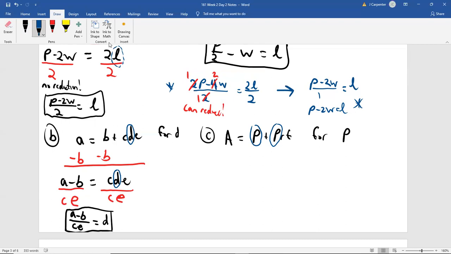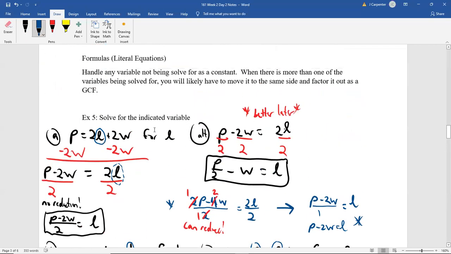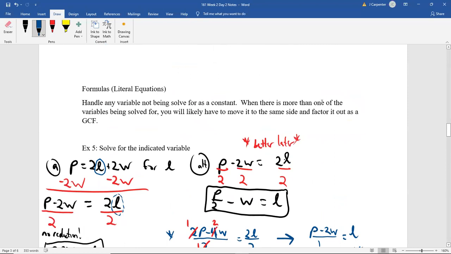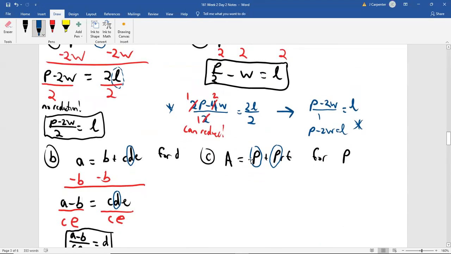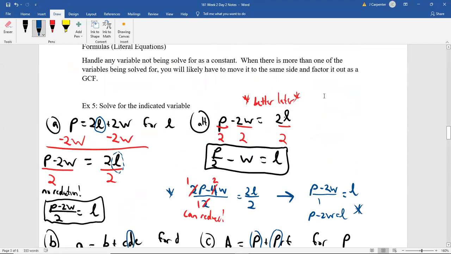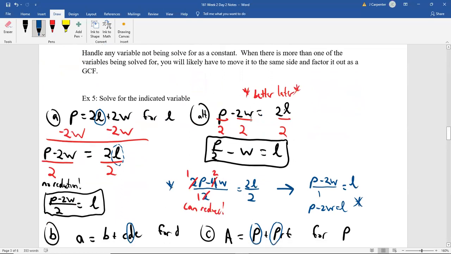So if you had like x plus 3x, it would be 4x. If you had 7x plus 3x, it would be 10x. Well, this is P plus PRT, and I don't know what 1 plus RT is. So combining like terms is kind of wacky here. This is that note I mentioned previously. When there is more than one of these variables being solved for, you will likely have to move it to the same side, which is already the case here. They're already on the same side, and factor it out as a GCF.